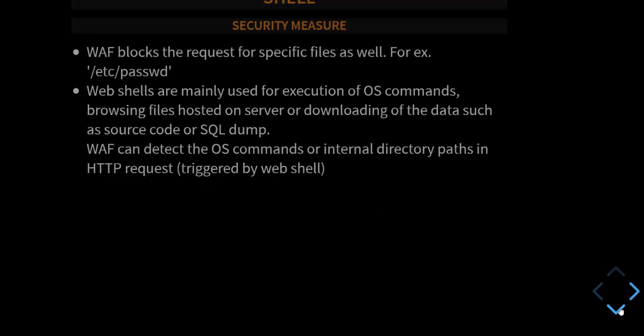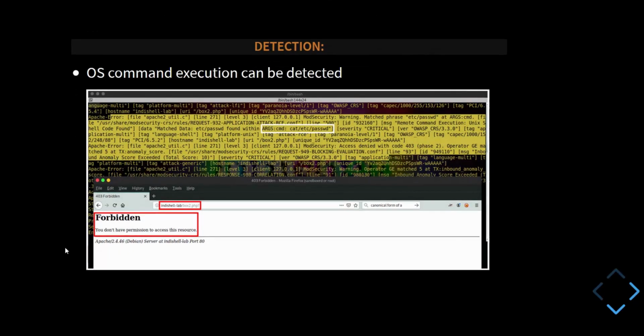Let's talk about the scenario. Here you can see the web application server is protected by ModSecurity WAF. When the attacker tries to execute a command using a web shell, it's detected and an alert is raised that remote command execution is happening, and in the HTTP response, the WAF returns a 403 Forbidden response. So this request has been blocked and we cannot execute the command.